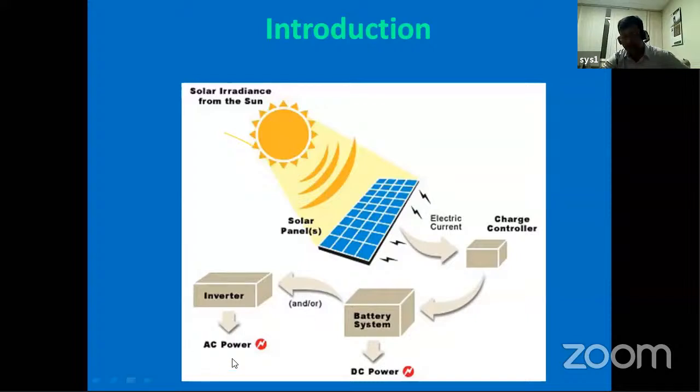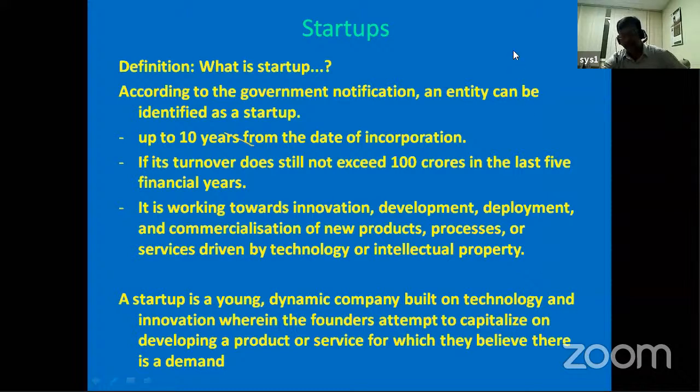different. But in some industries the requirement is AC power, because most of the machinery and appliances used in industries are AC loads. For that we require one more electronic circuit, called an inverter, which converts DC into AC. This is a very brief introduction about solar energy. Now we'll go to startups.